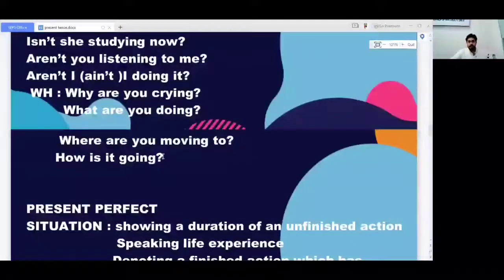So, this is how we make the present continuous tense. Very simple, very easy. All we did was subject plus is or are or am plus the ing form of the word. If the subject is singular, we use is, and if the subject is plural, we use are, and if the subject is I, we use am. Alright?